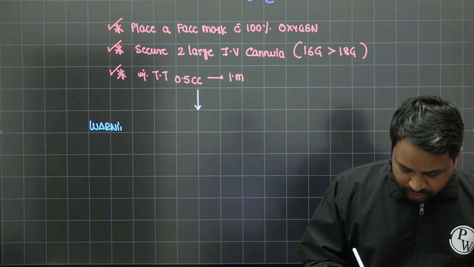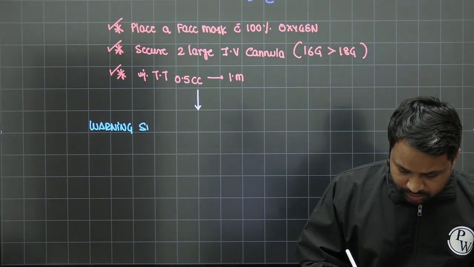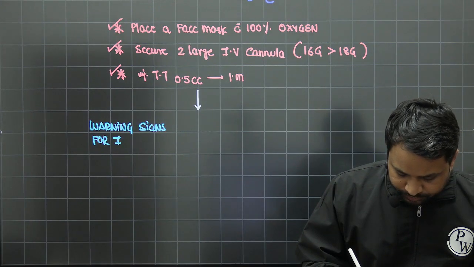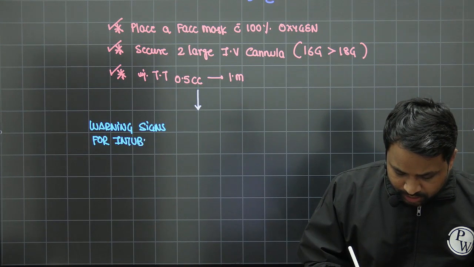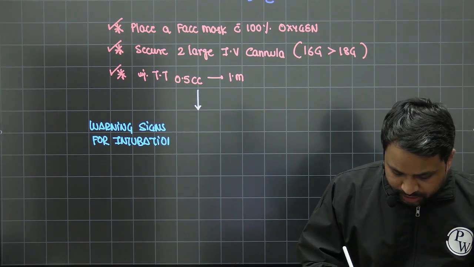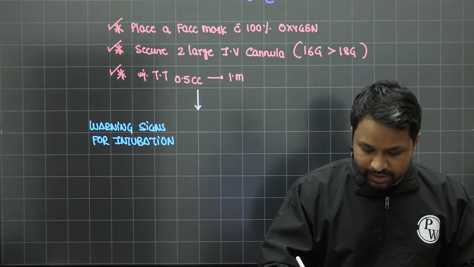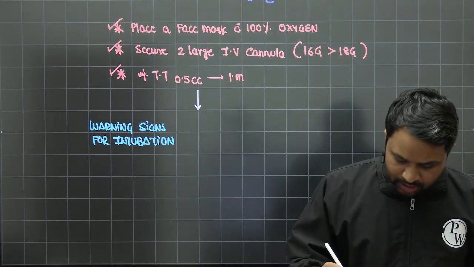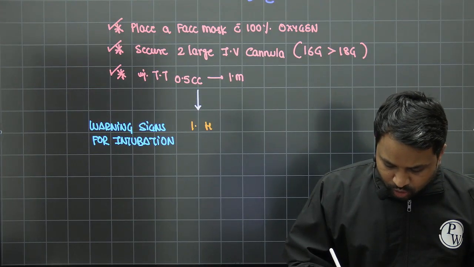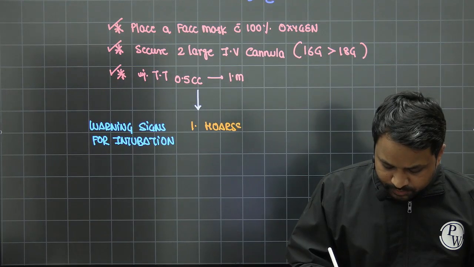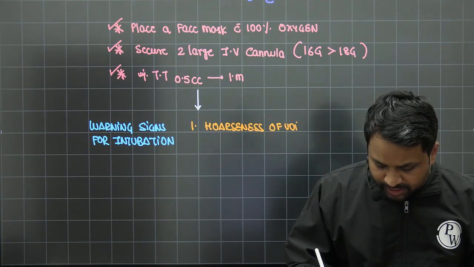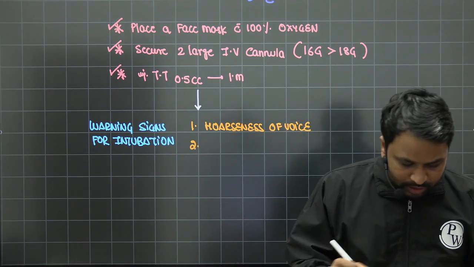We look for the warning signs for intubation. So when are you going to intubate a patient who has landed in casualty with burns? What are the warning signs for intubation? Number one, if there is presence of hoarseness of voice. Hoarseness of voice can be because of laryngeal edema, which can be secondary to inhalational burns.